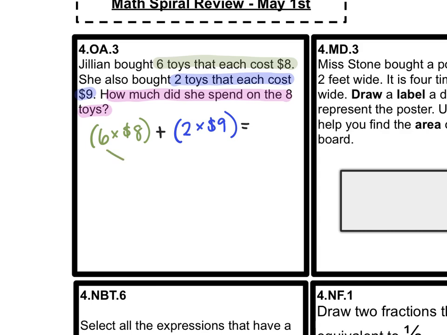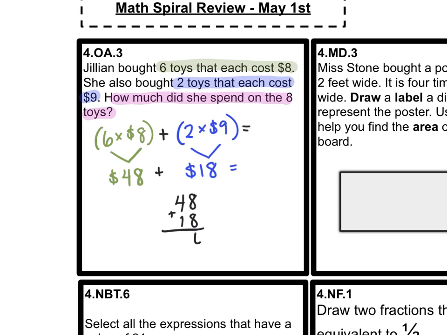So I'm going to start with the 6 times $8, which means 6 times 8 is, that's right, 48. So she spent $48 on those 6 toys. And then we have to find out how much she spent on those last remaining toys. So 2 times 9, which is $18, and then you add those 2 numbers up. I like to always make sure that my numbers are stacked, so I'm going to stack them down here to double check my work.